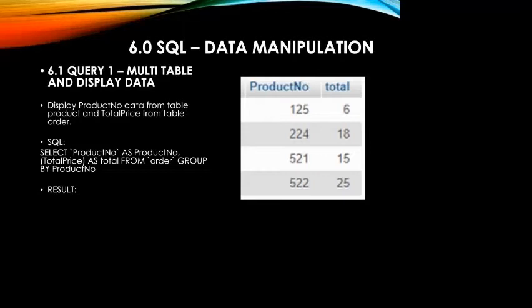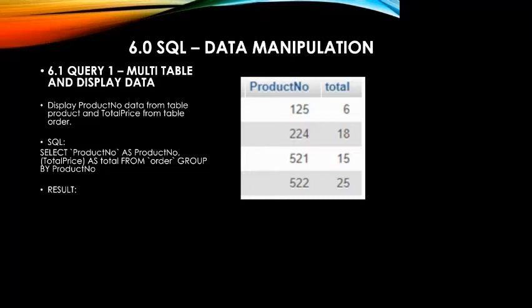And here we have query 1, which is multi-table and display data. Display product number, data from table product, and total price from table order. For query 1, we want to display data from one table and other tables in one view. As an example here, we want to display product number from the product table, and the total price is from the order table. So how to write this SQL?